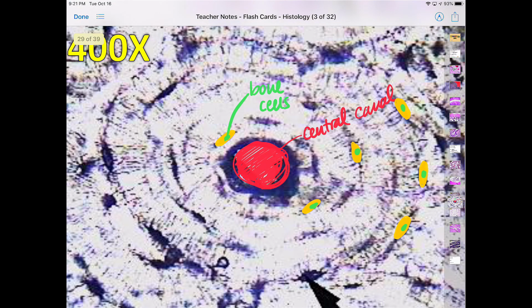So these green things are bone cells, versus the yellow dots, which are cavities.